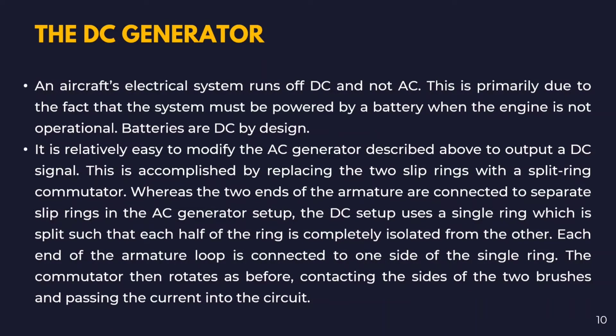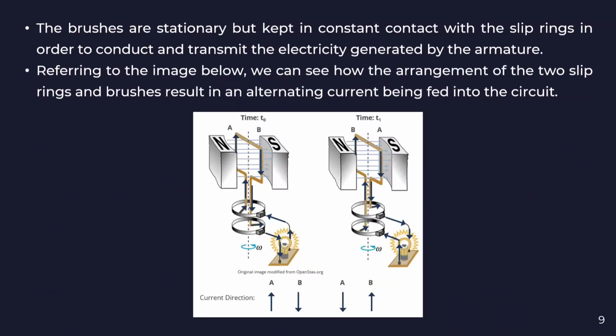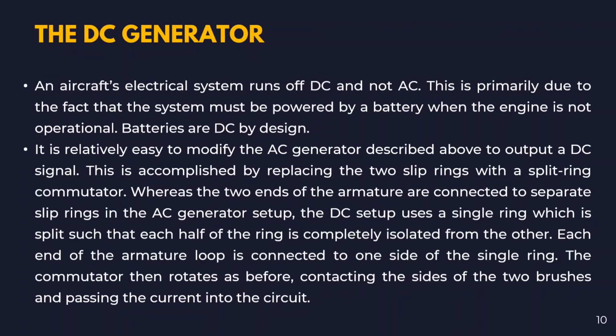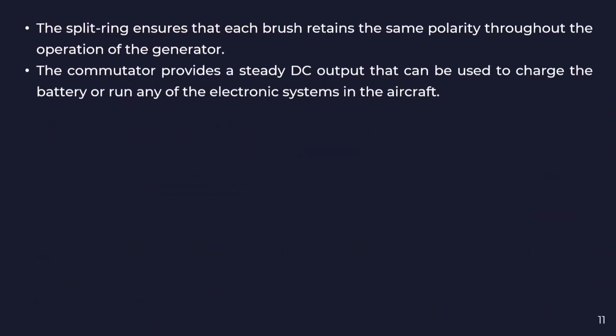This is accomplished by replacing the two slip rings with a split ring commutator, whereas the two ends of the armature are connected to separate slip rings in the AC generator setup. The DC setup uses a single ring which is split such that each half of the ring is completely isolated from the other. Each end of the armature loop is connected to one side of the ring. The commutator then rotates as before, contacting the two brushes and passing the current into the circuit. The split ring ensures that each brush retains the same polarity throughout the operation of the generator.